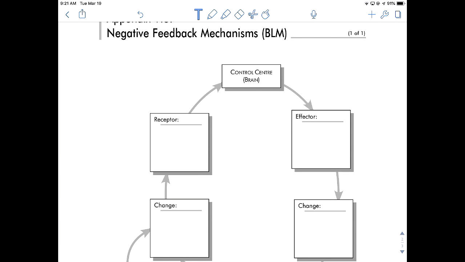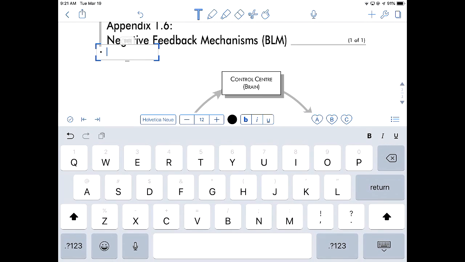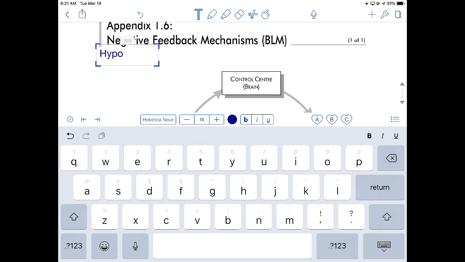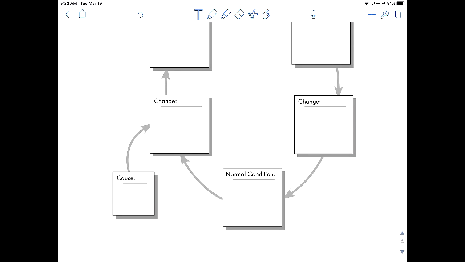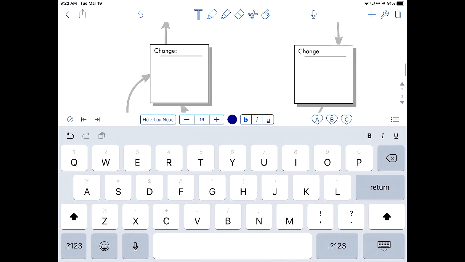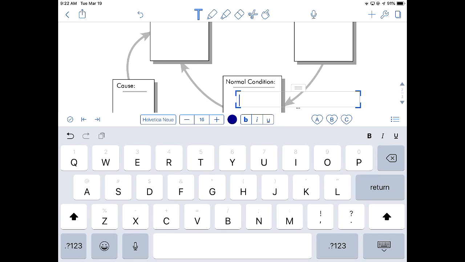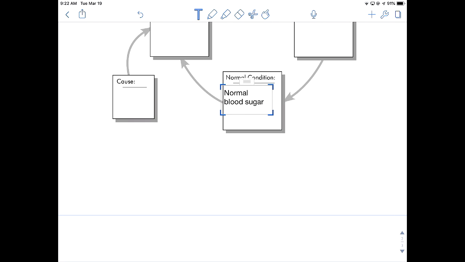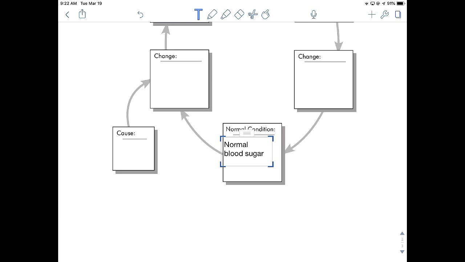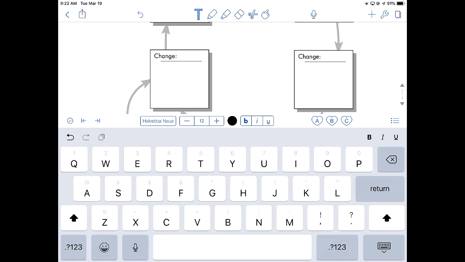Okay, so the other case is the end of the day. You haven't had anything to eat. So that is your hypoglycemia. You already have that written down. I'm just catching up. So in the hypoglycemia, almost the same organization. We're going to have our normal blood levels, normal blood sugar, down here. And then the cause is usually going to be a lack of food.